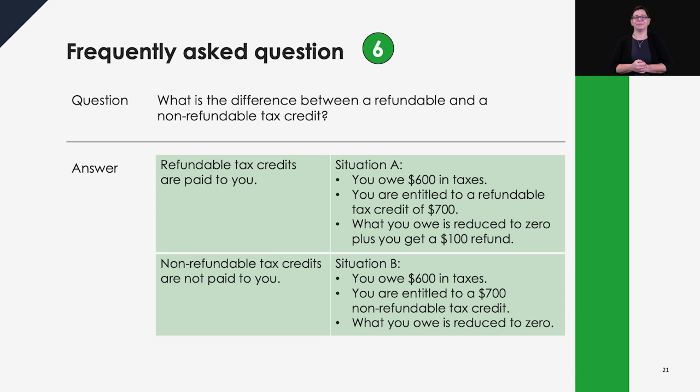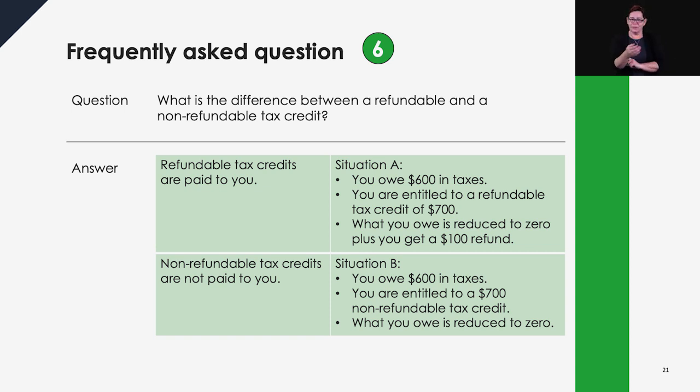What is the difference between a refundable and a non-refundable tax credit? Like we just saw, both are claimed on your income tax return and both reduce the amount of tax you might owe. Once your amount of tax payable has been reduced to zero, the remaining balance of refundable taxes are paid to you, while non-refundable taxes are not paid to you.